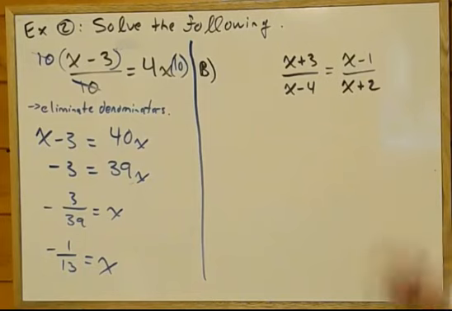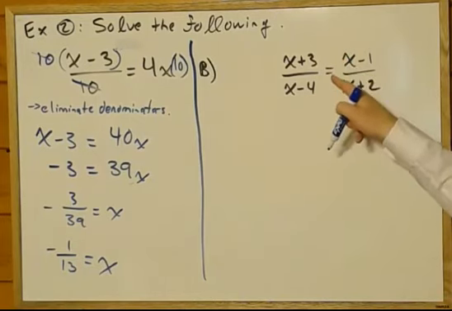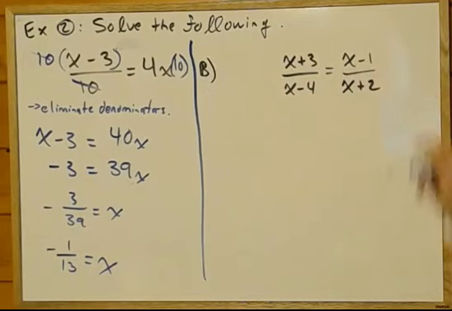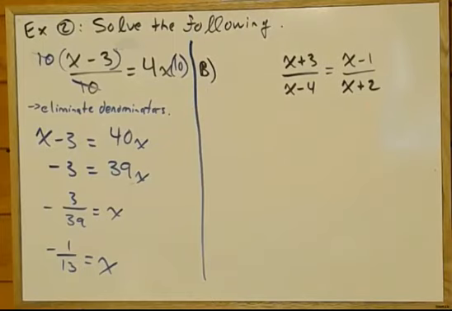Okay, so how do we solve this thing? Well, this is x plus 3 over x minus 4 is equal to x minus 1 over x plus 2. So to eliminate the denominator, what we want to do in this case is multiply both sides by the denominators x minus 4 and x plus 2.